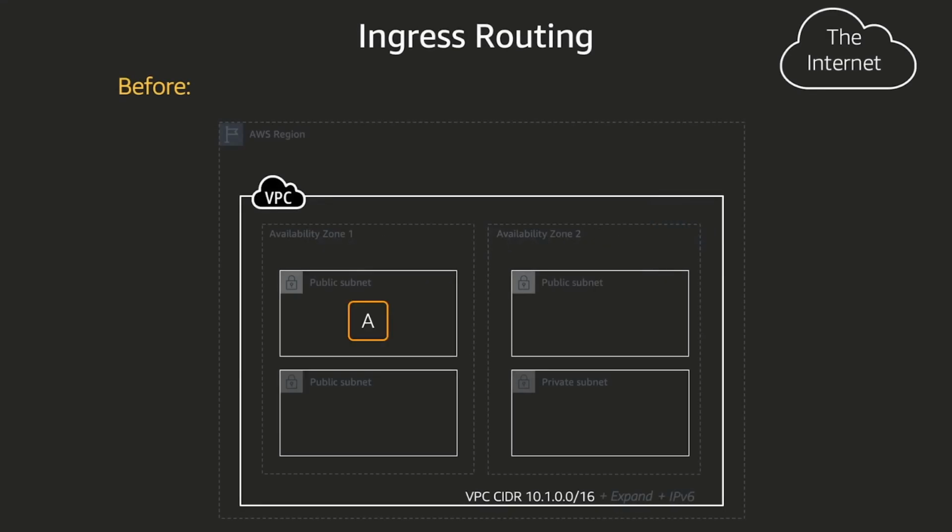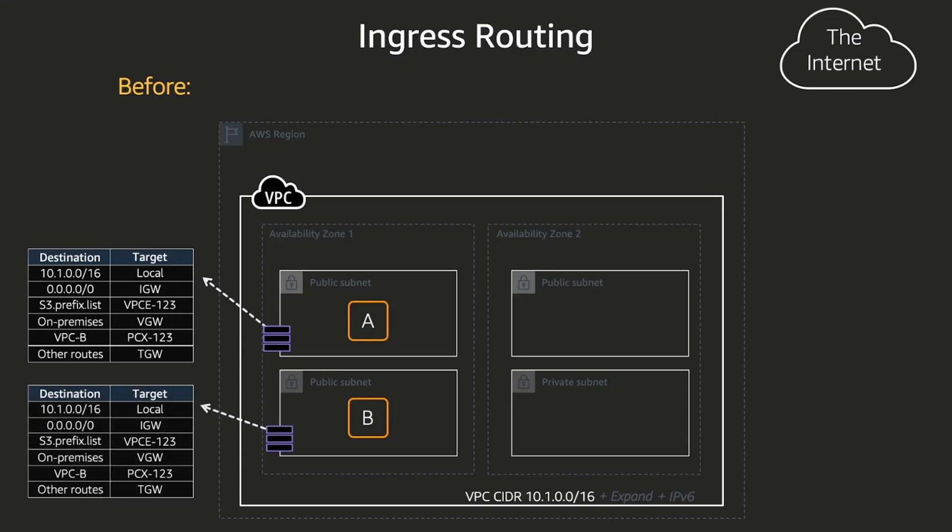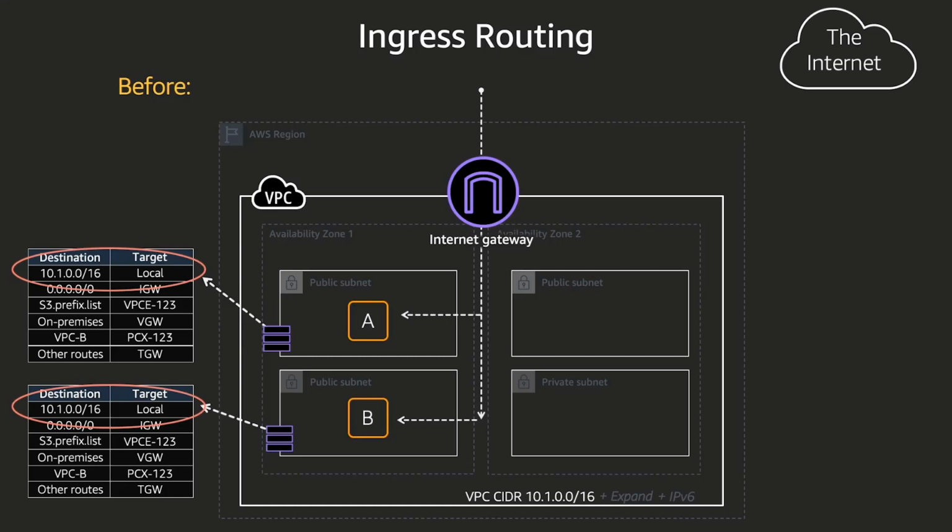So before Ingress Routing, we actually have multiple instances here, and we've got our route tables with all of our destinations for each of these route tables for each of the subnets here. So again, always a good idea to create multiple route tables, one per subnet. And so when traffic comes in via an internet gateway, what's going to happen is, and let's just say our destination here is instance B, or maybe instance A, we're actually going to follow the local route of the VPC.